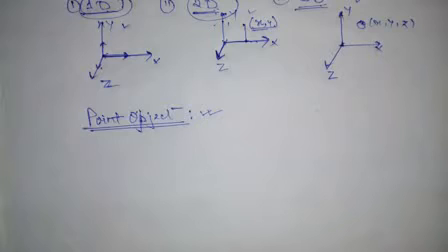In other language, when an object covers a large distance as compared to its dimension, it is generally considered as point mass or point particle.